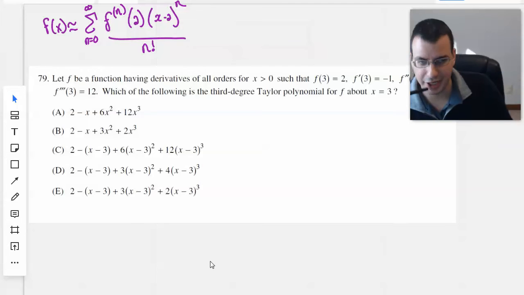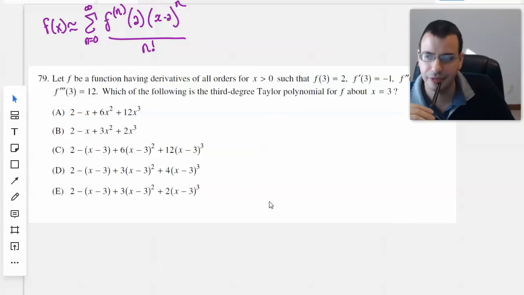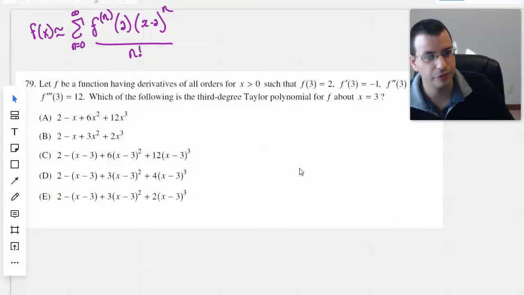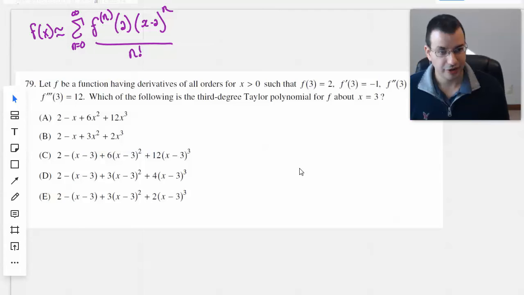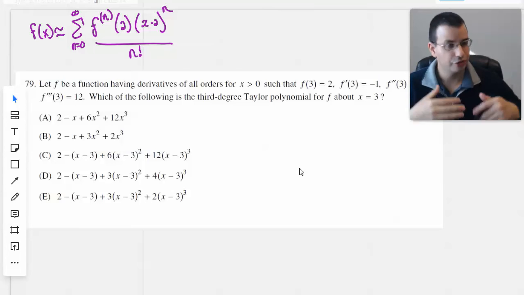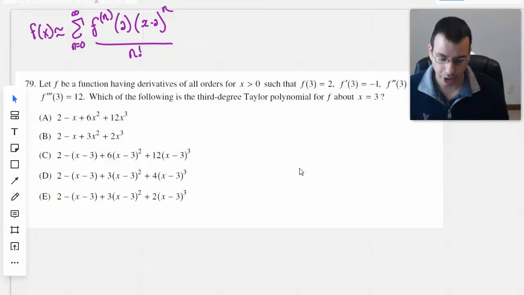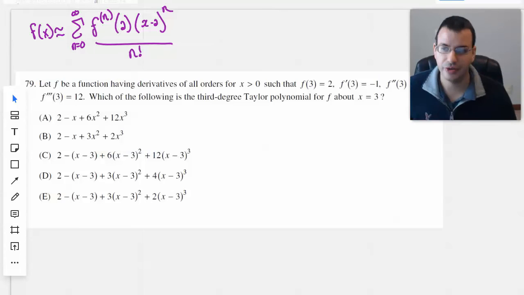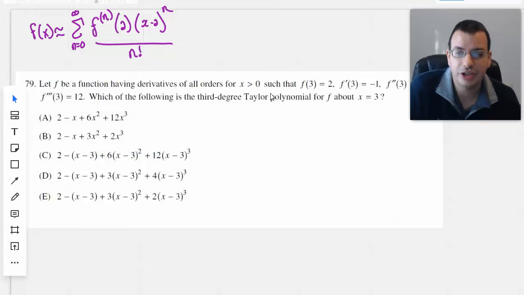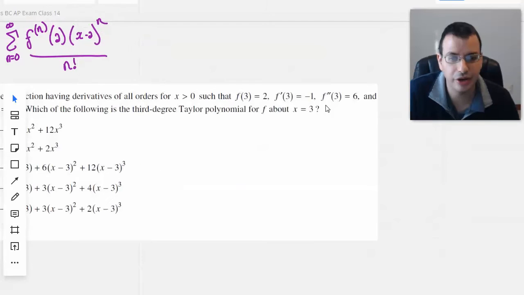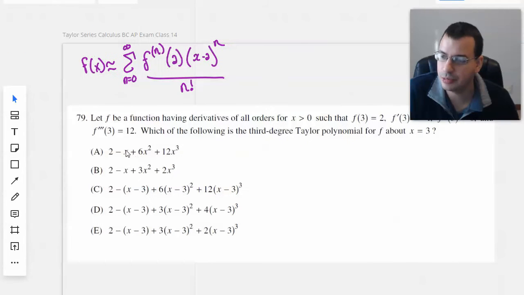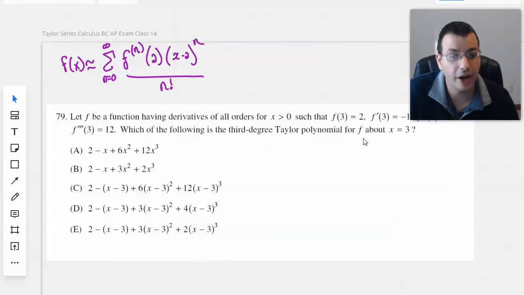So, as a possible example, let f be a function having derivatives of all orders, okay? Infinitely differentiable. That's a requirement for a Taylor series, the universe not exploding due to derivatives not existing. For x greater than 0, such that f of 3 equals 2, f prime of 3 equals -1, f double prime of 3 equals 6, and f triple prime of 3 equals 12. Which of the following is a third-degree polynomial for f about x equals 3?